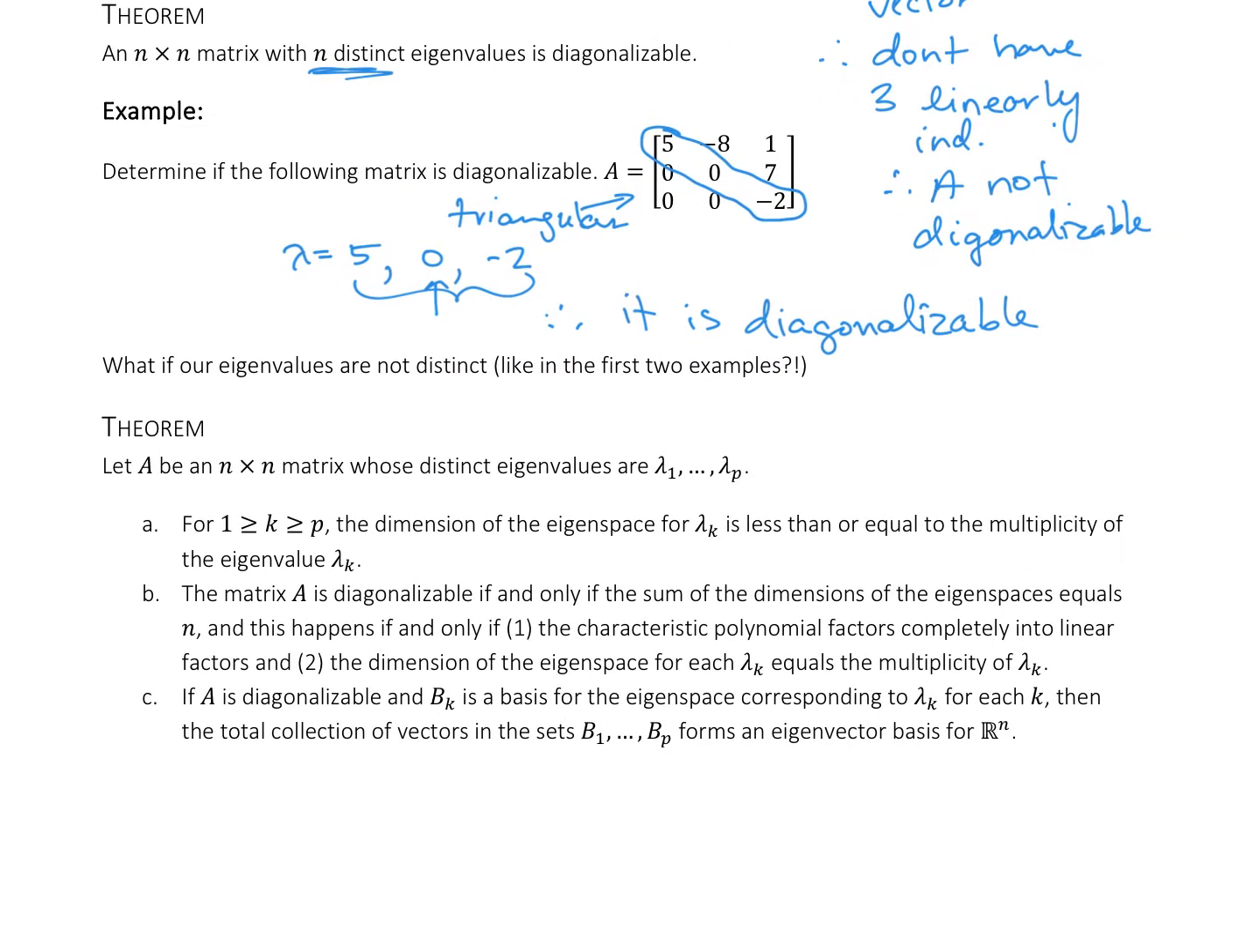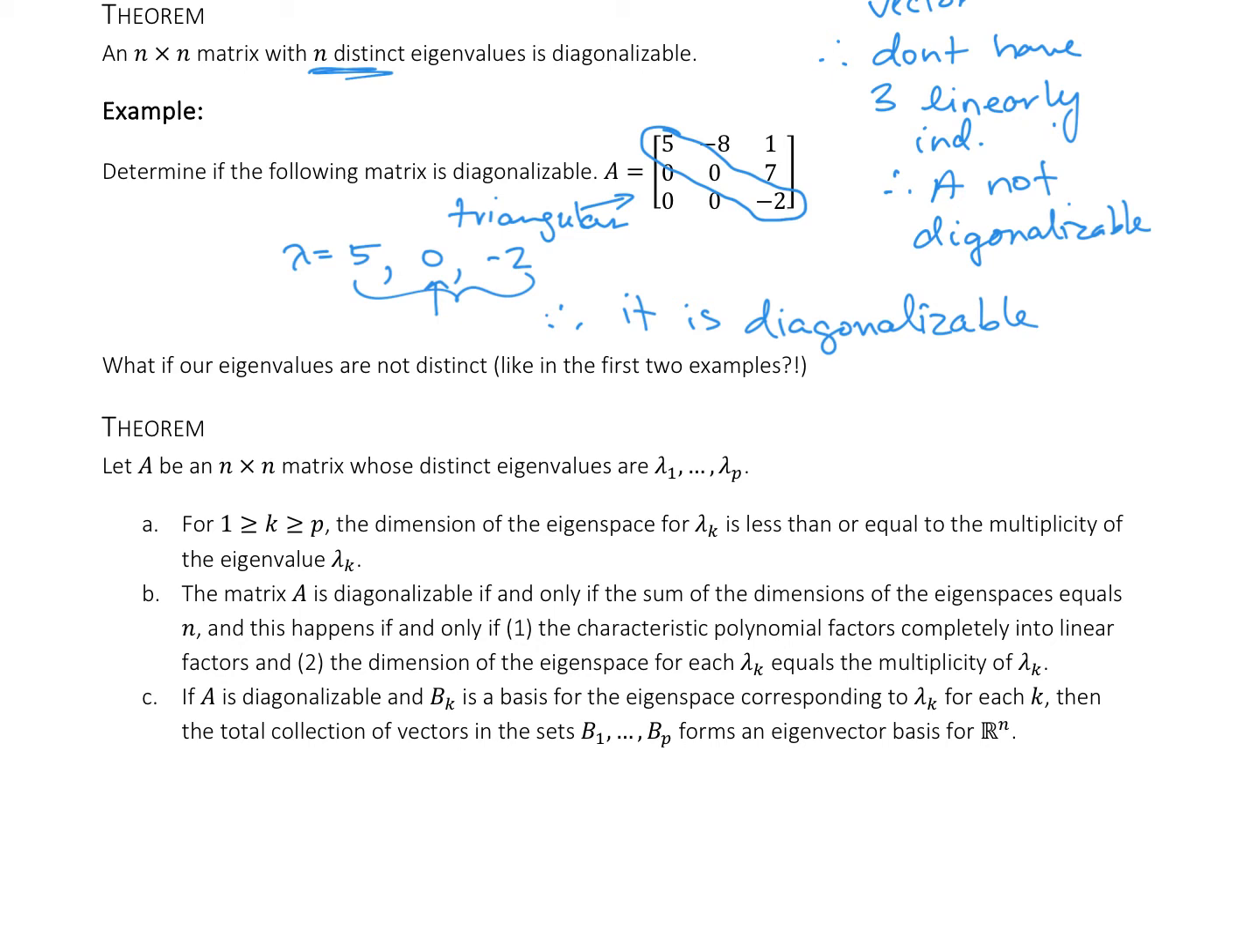So in our first two examples though, we had eigenvalues that were not distinct. Both of the examples had two different eigenvalues. One was diagonalizable, the other one was not. So why is that true? Here's our theorem that's going to help us with this. The first part says that if I have distinct eigenvalues 1 through p, and I have an n by n matrix, notice those are different numbers, so p and n have no relationship there.